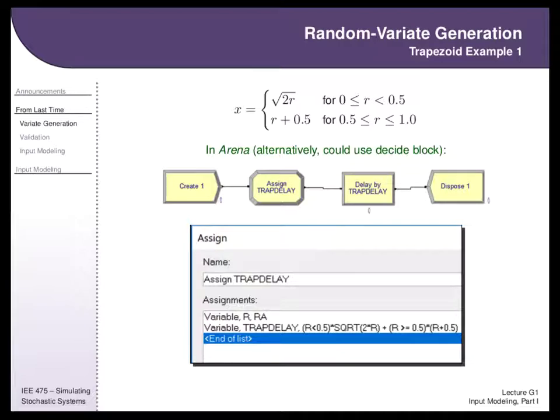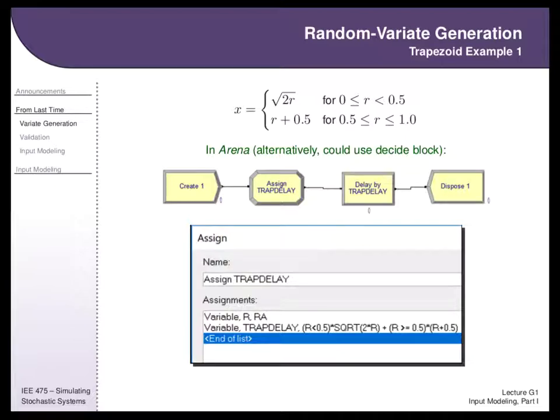And so what would I do in that assigned trap delay? Well, in both of these examples, Excel and MATLAB, I generated my random number samples first from 0 to 1, and then I used them to generate my trapezoidal. In the assign block, you can put multiple assignments, and they get executed from top to bottom. And so in this top one, I assigned R to the RA expression, which does the draw from 0 to 1. And then in the next one, I use this expression here, which is a way to combine these two cases. When R is less than 0.5, it takes the square root, and then it has a little plus here, and then when R is greater than 0.5, it adds 0.5 to R.